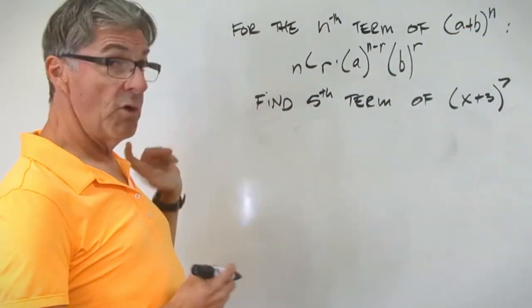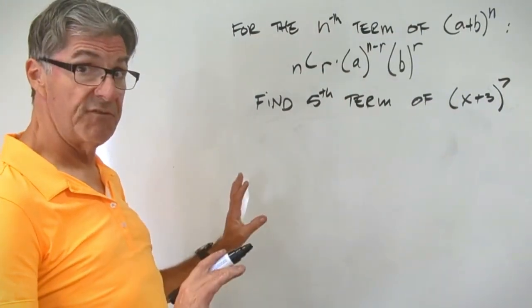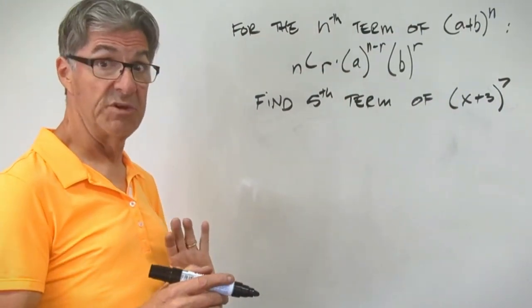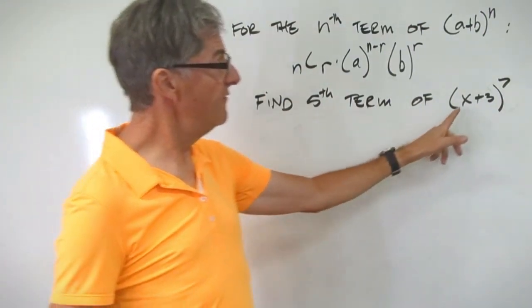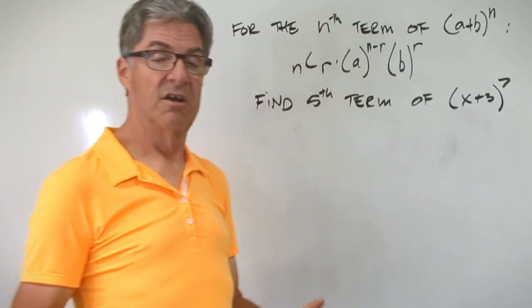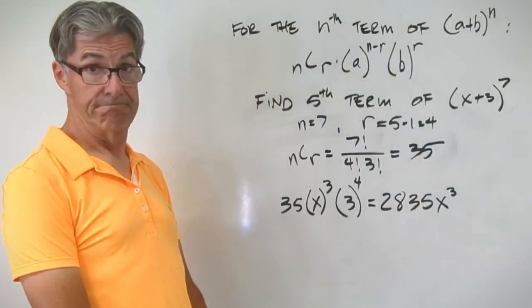Okay, so what I want you to do is pause the video. See if you can do this one. This one's a pretty straightforward one compared to how complicated the other ones can get. So we want to find the full 5th term of (x + 3) to the 7th power. So pause the video, see what you can do. Let's see how you did.